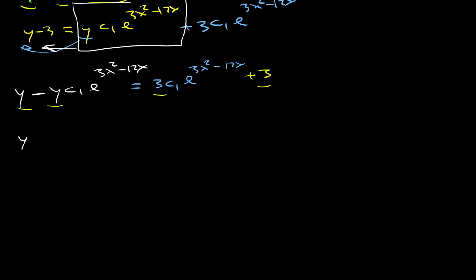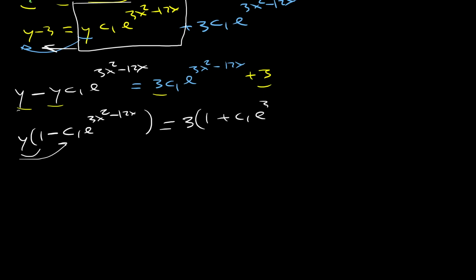So what we do is y and then 1, right? Because y times 1, it's y. And then minus c1 e^(3x² minus 12x), right? So what have we done here? So we have y, right? This is this one, and then multiplied by the expression. And here we're going to do the same thing. So it's 3 and then 1 plus c1 e^(3x² minus 12x).